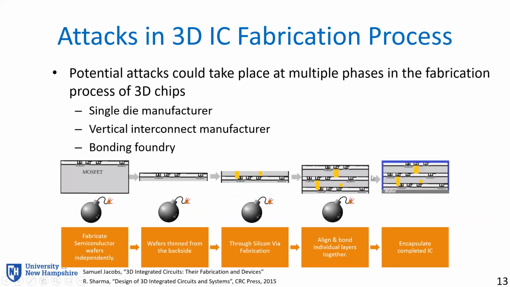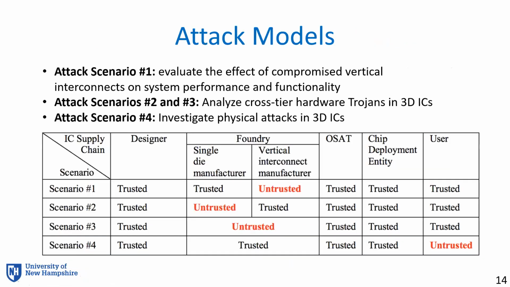So we summarize that in the typical 3D fabrication process, shown right here on the bottom, besides the single die fabrication, we also have additional steps to implement the vertical connection and to use bonding foundry to connect the multiple dies. The extended fabrication steps will bring in new attack surfaces compared to the 2D fabrication case. We summarize the attack scenarios in 3D in this table below and highlight the untrusted stage.